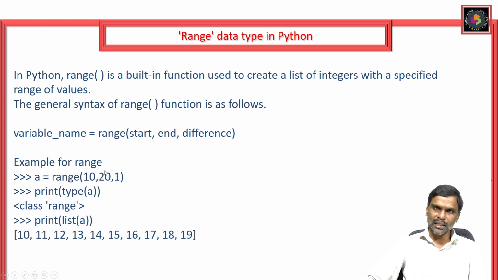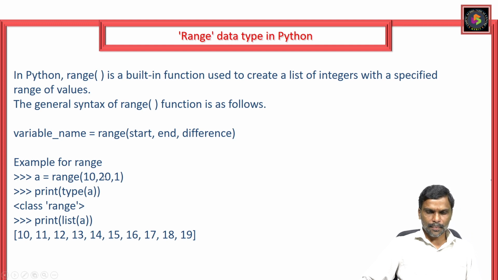Okay. In the end, n minus 1, you should remember that. Ending means n minus 1. If you want 21 numbers, if you give 21 here, it will print till 20. Then, which type of function is that? You can see A is a range function, because we can represent it with the help of the syntax. Print list A prints all these numbers.